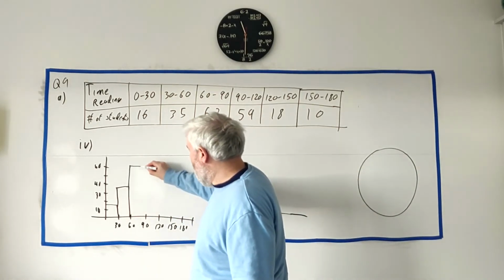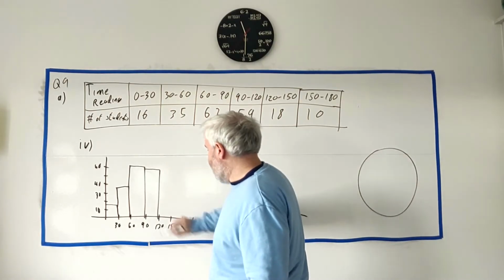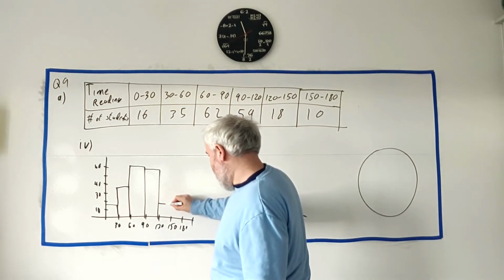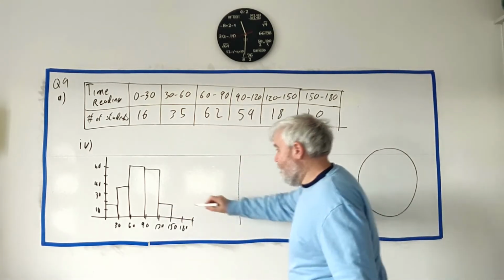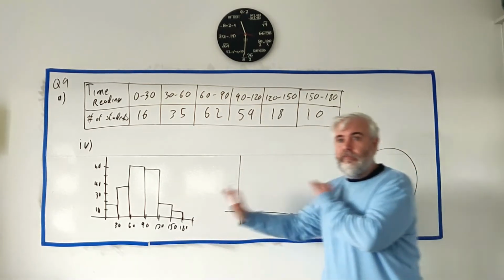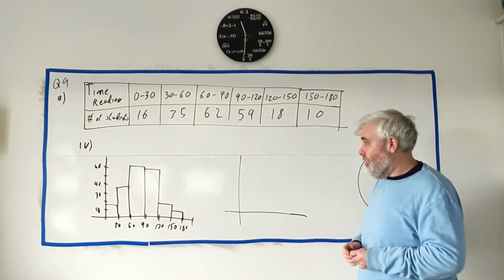Going to 62. Next guy is 59. Next guy is 18. Where's that? All the way down here. And the next one is 10, somewhere here. So you should get something like that. That will get you full marks. You're done if you've picked histogram.